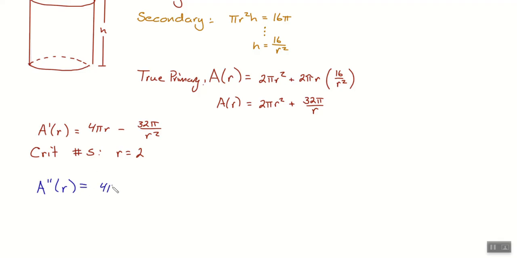It's 4 pi plus 32 pi over r, 64 pi over r cubed. Am I right? 64 pi? Feels like that's what it's going to be. Somebody second that. What is this always going to be? Positive. Whoever said it, love it.